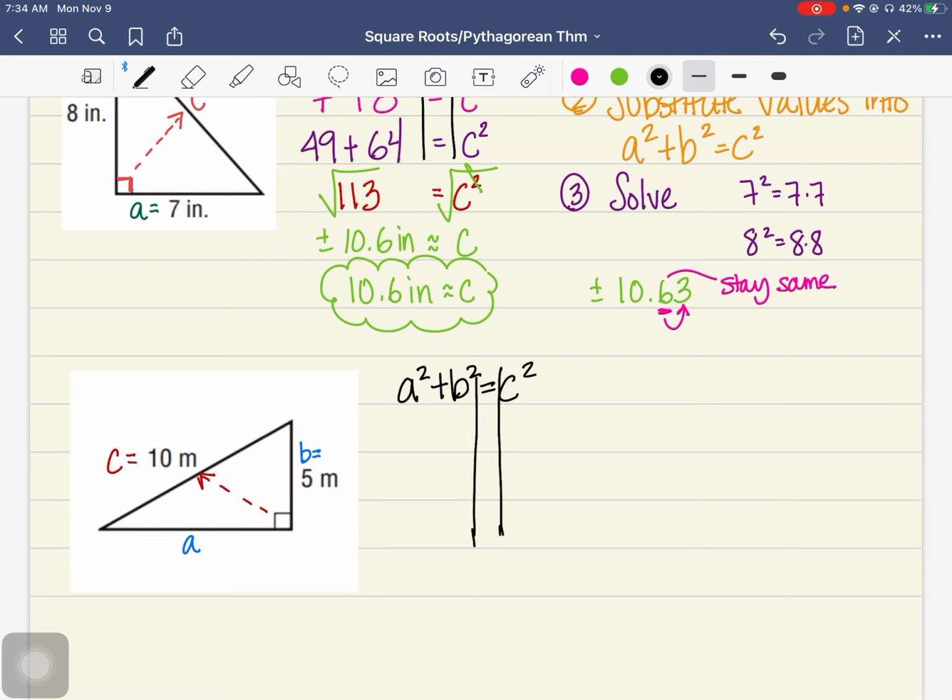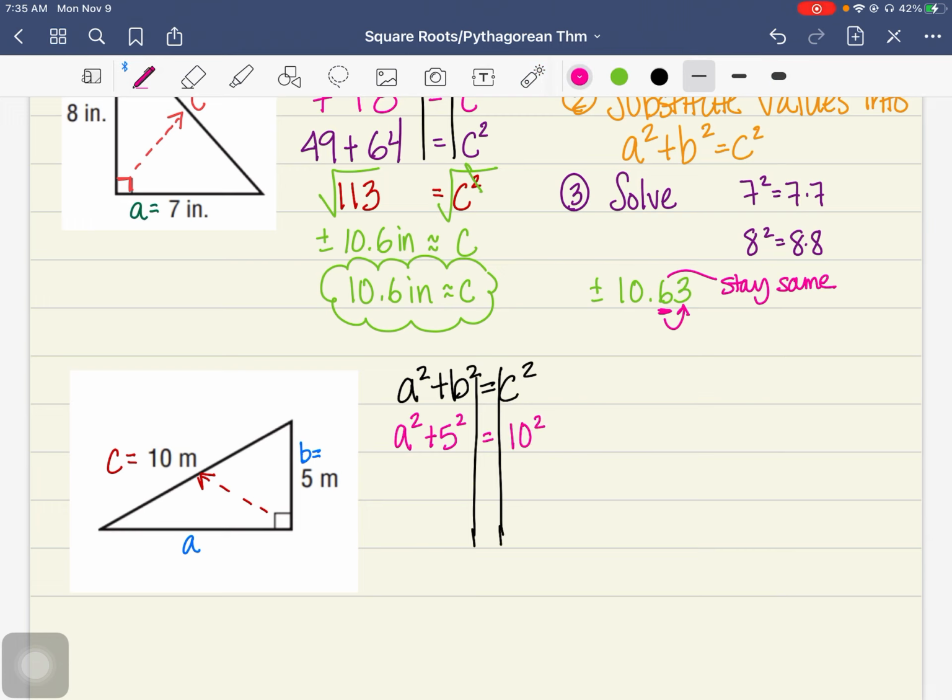And let's substitute values in. So I know A squared is just going to stay A squared, because I don't know what that is. B is 5, so plus 5 squared equals, this time I do know C squared, or C. C is 10, so this is going to be 10 squared.